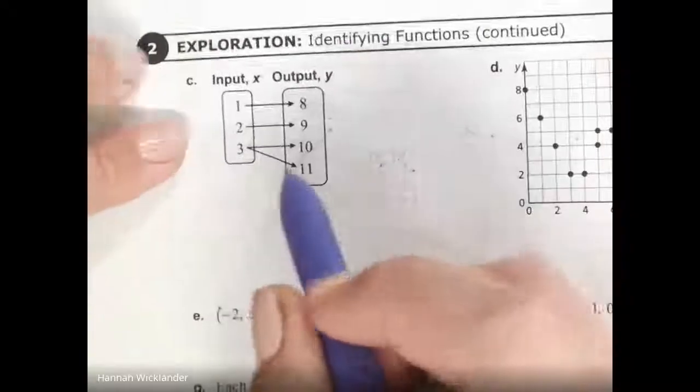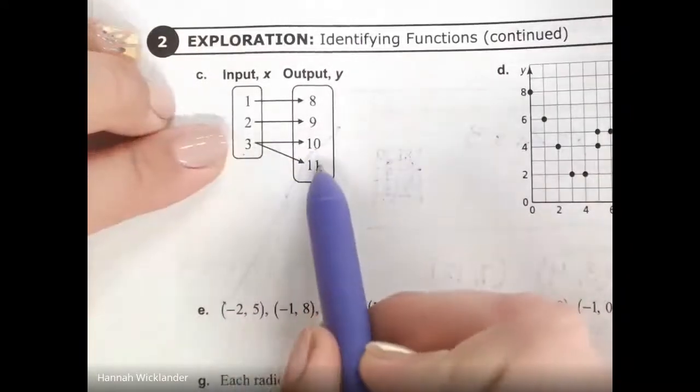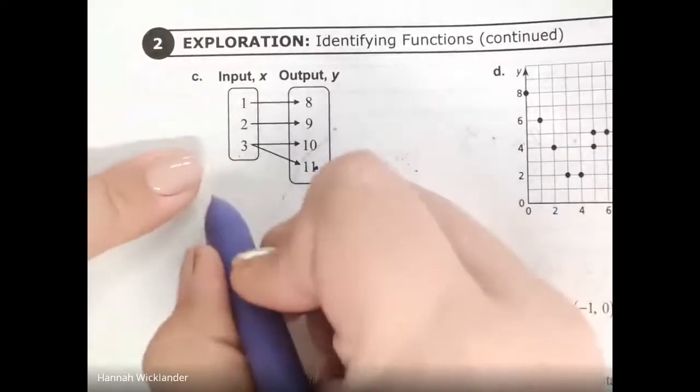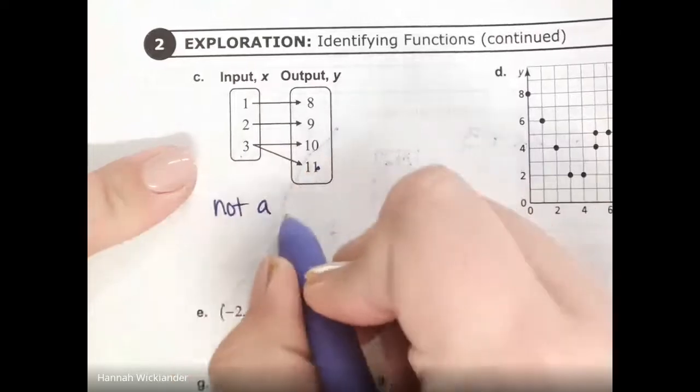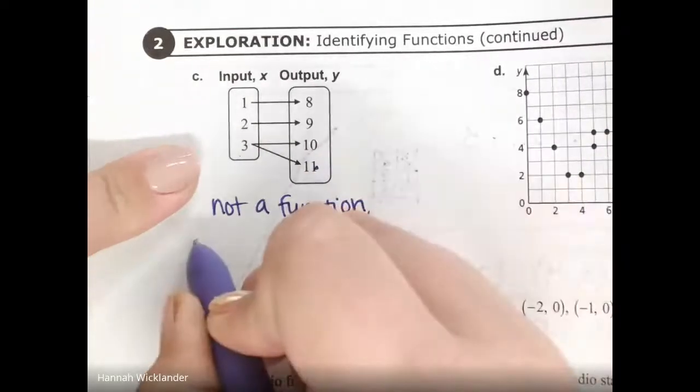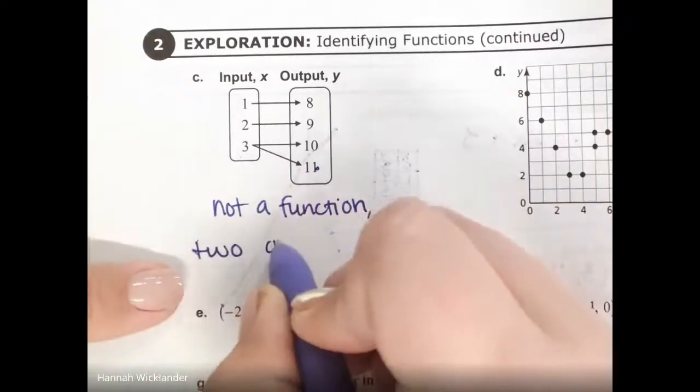Okay. No, it's not a function because if we look at 3, it has 2 outputs. Remember, there's only one output for each input. So not a function. 2 outputs for 3.